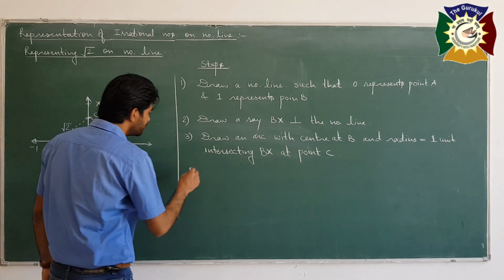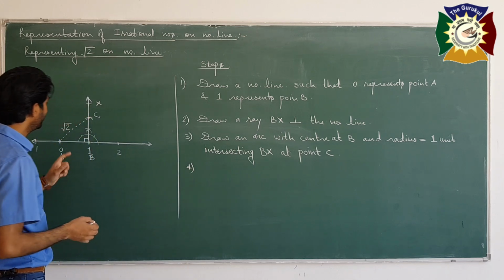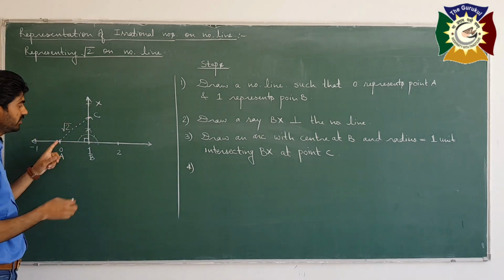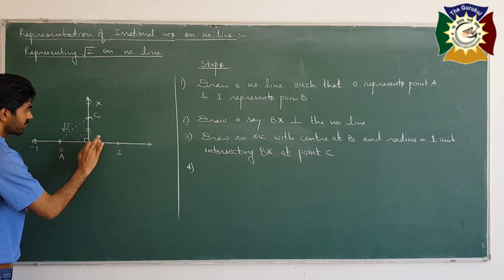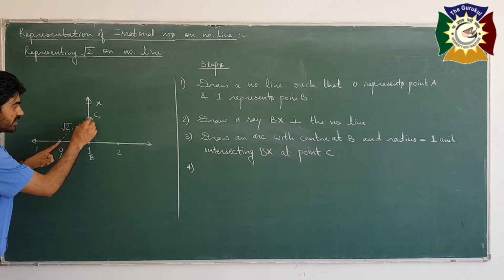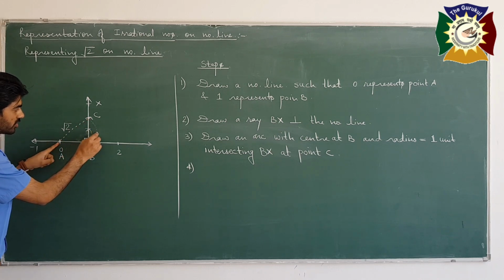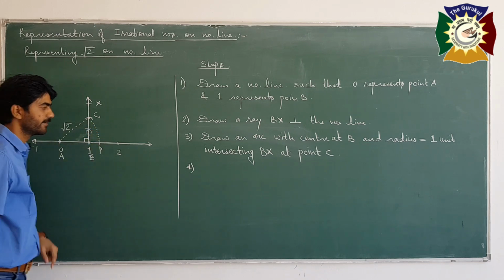Now what to do? Fourth step. Again I will draw an arc. Now I am rubbing this extra material which is not required. I will draw an arc by taking center at A, radius equal to AC, and I will draw the arc to intersect the number line at point P.